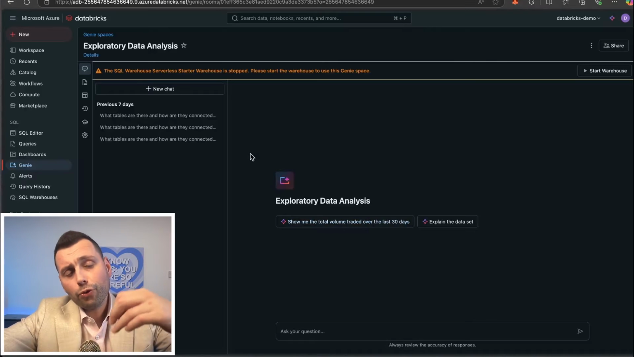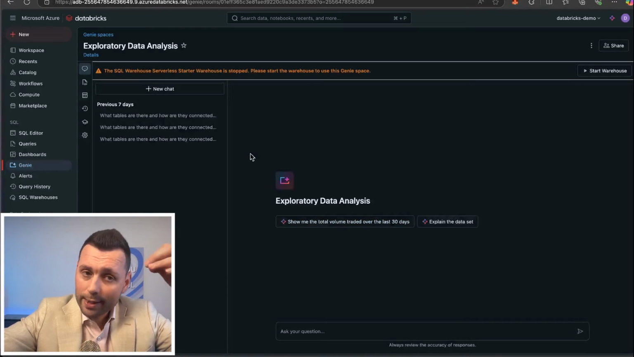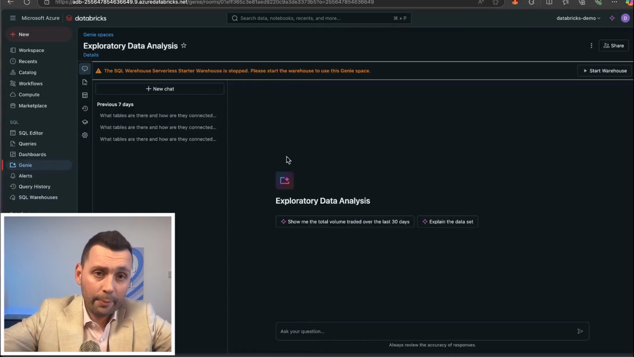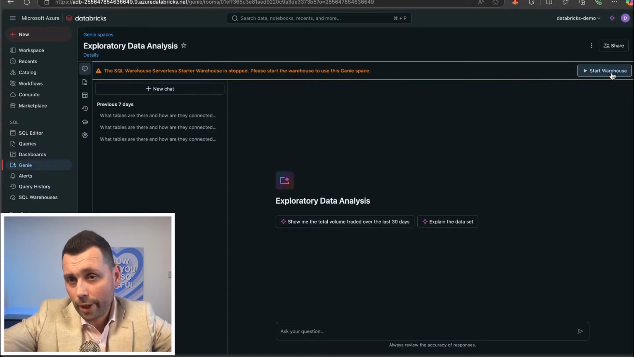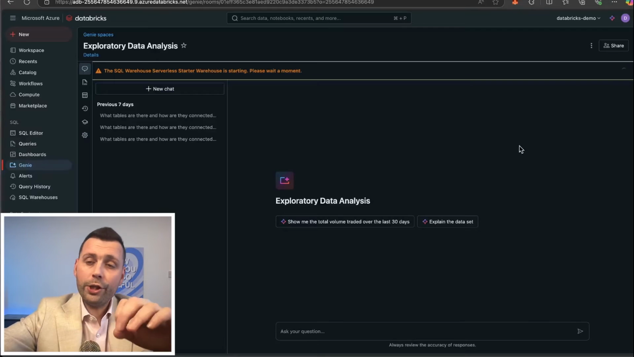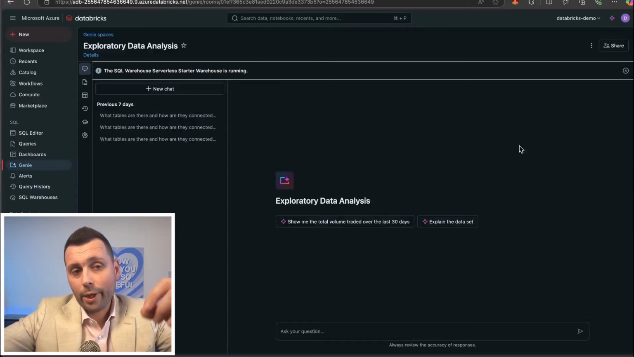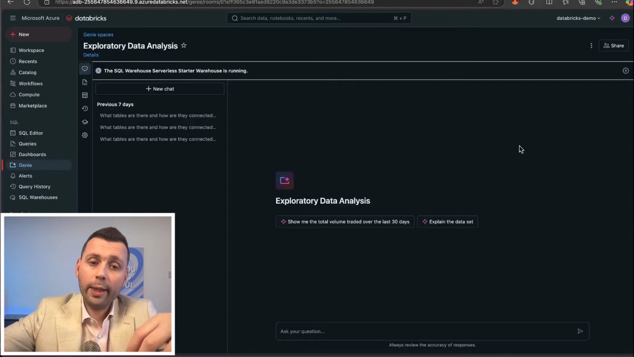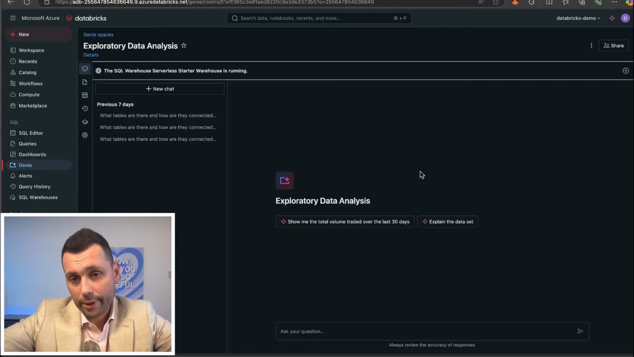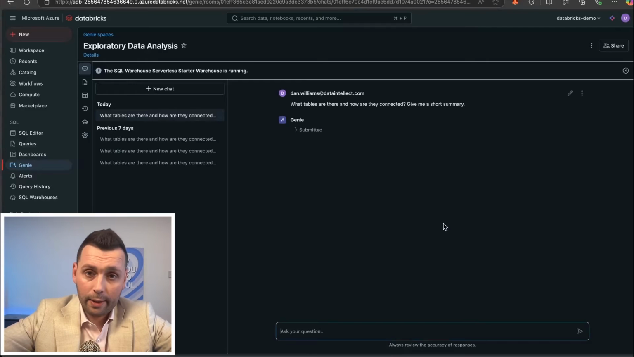Now, in order to run any query to actually see the data behind it, you need to have a SQL warehouse enabled. As you can see here, our SQL serverless starter warehouse is stopped. So we need to start this warehouse in order for Genie to actually see the data. This data is governed by Unity Catalog, so we need a SQL warehouse enabled so that we can actually run these queries.